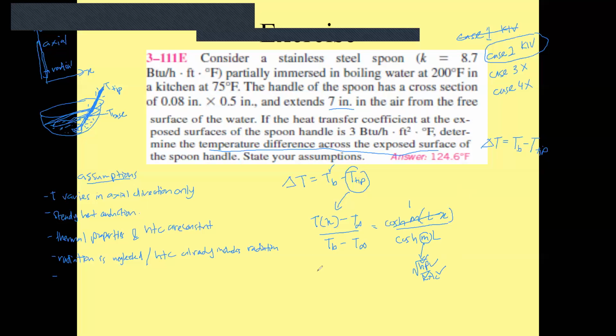So finally, you will find T_L, or you can put in 7 inches here. So you have to remember to change all the units, and then you will find T_L to be 75.4 Fahrenheit. Okay. So your delta T, you plug in, you will get 124.6 Fahrenheit. So this is your answer.